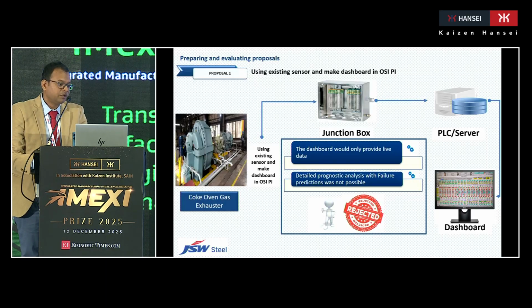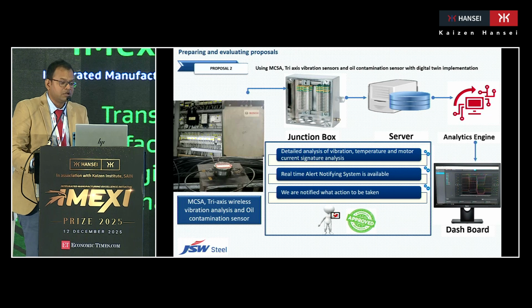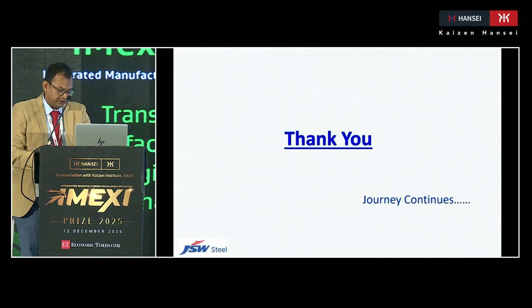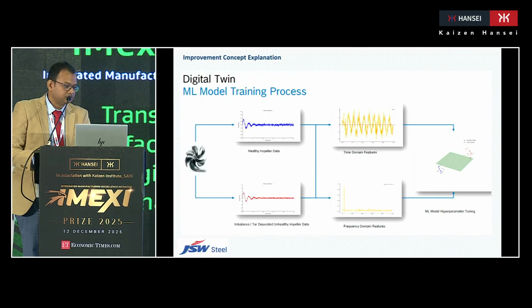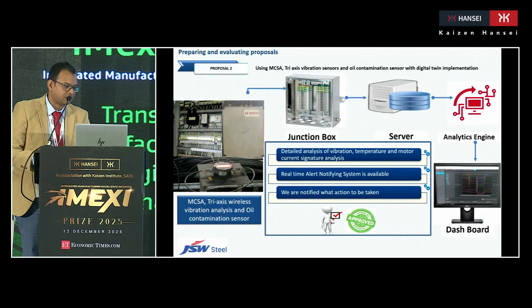So we are not getting so much benefit for preventing equipment failure, and preconditions and pre-alerts are not available. So then we came up with proposal 2, the second proposal, where we use an MCSA (motor current signature analysis) relay and a tri-axis wireless vibration system along with oil contamination sensors, which will be used with our existing data or fed into the analytic engine. That analytic engine will enable us to provide a detailed analysis of vibration, temperature, and motor current signature analysis. And we will get pre-alerts for the system.